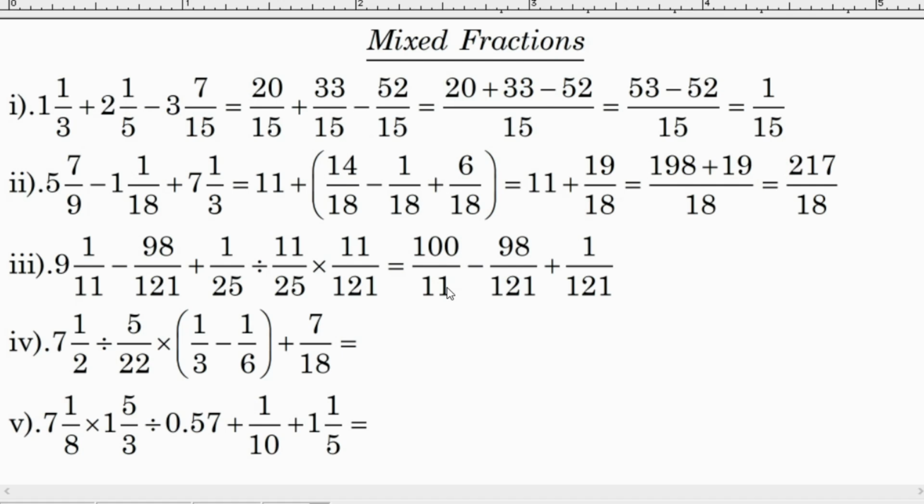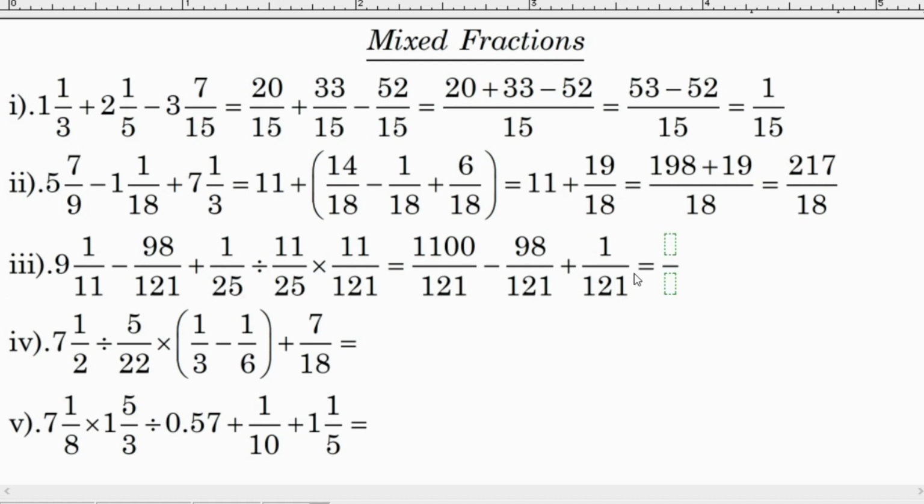We have to find the common denominator of the fractions. So then we have 11, 121 and 121. So here we have to multiply with 11. So here is also multiply with 11. So 11 multiplied with 11 equal to 121, and 100 multiplied with 11 equal to 1100. Okay, so now we have the same common denominator.